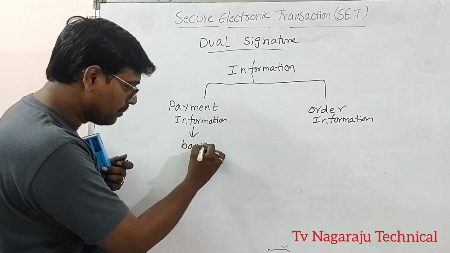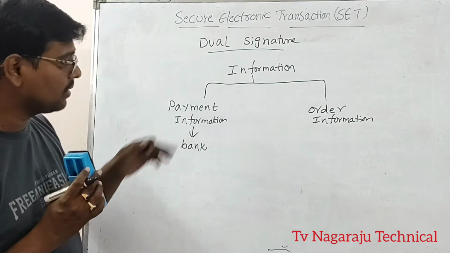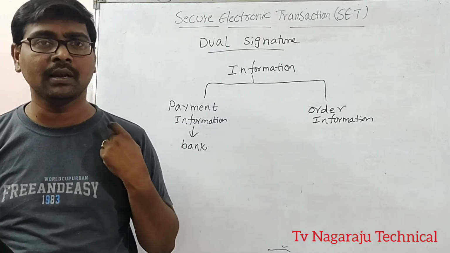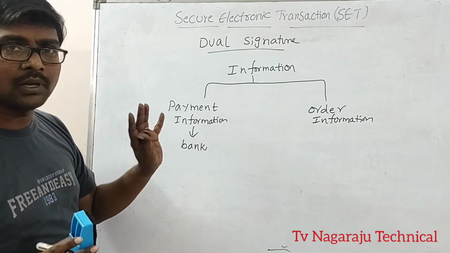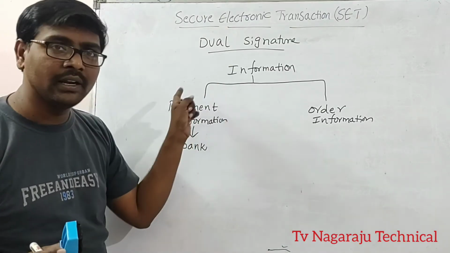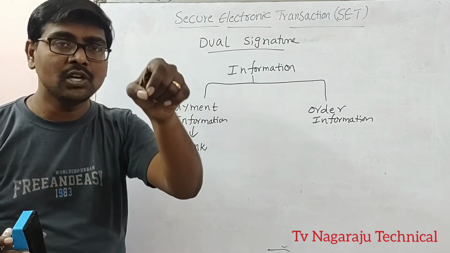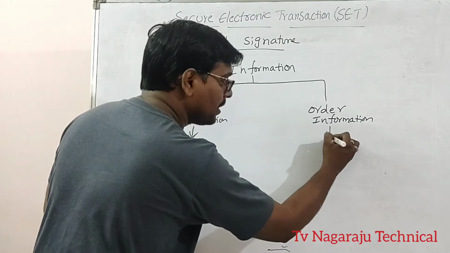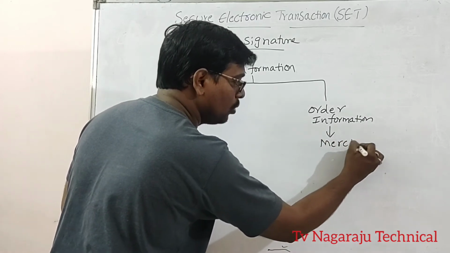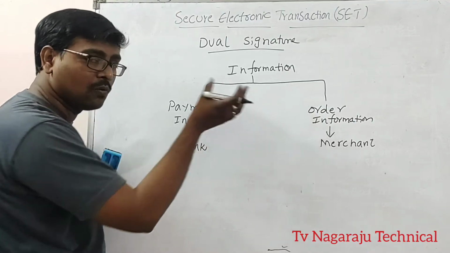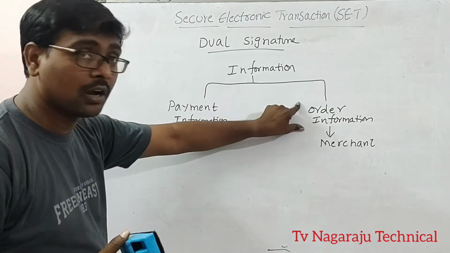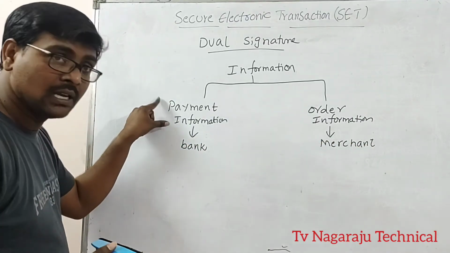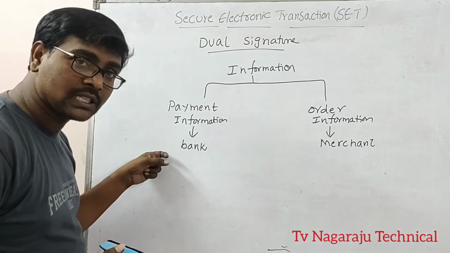Generally, the payment information is directly sent to the bank. Yes or no? The merchant does not require payment information. The merchant requires only the payment. He does not require any payment information. And one more thing, the merchant does not interact with the customer. So the financial institutions only transfer the amount to the merchant. Now order information is sent to the merchant only. So the order information, in plain text format, is transferred to the merchant, and in plain text, the payment information is transferred to the bank.